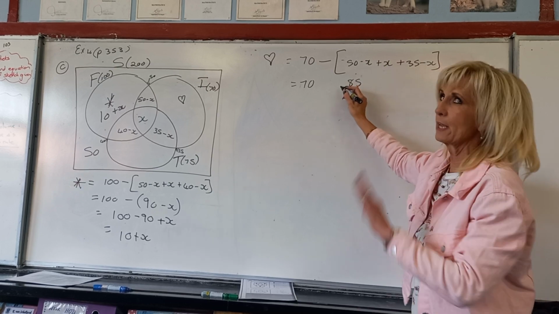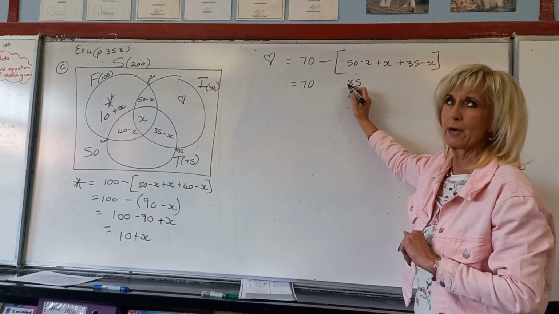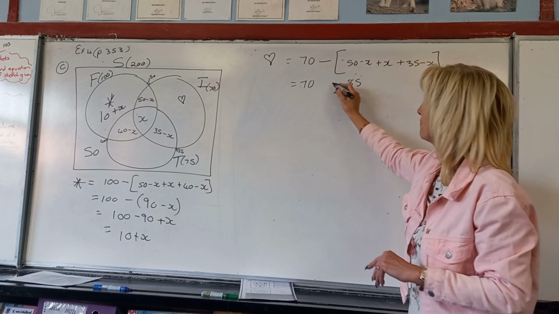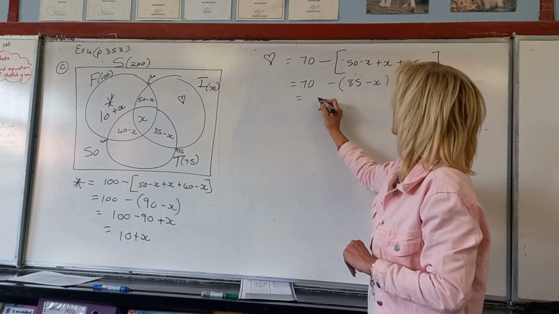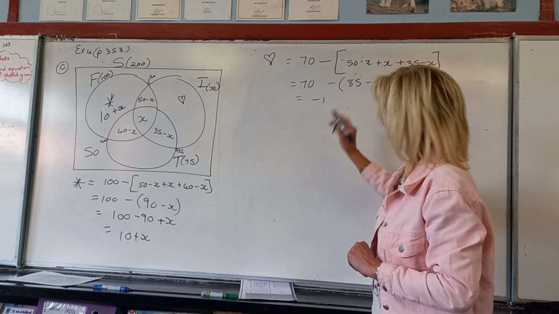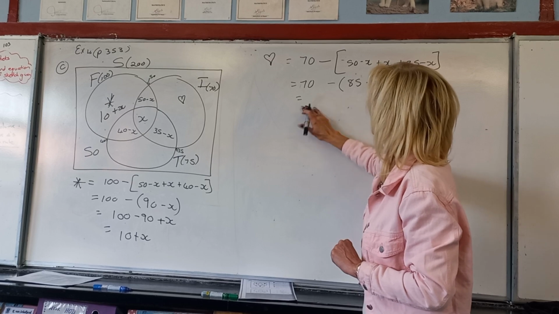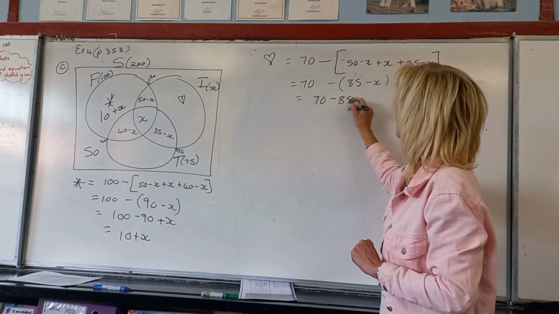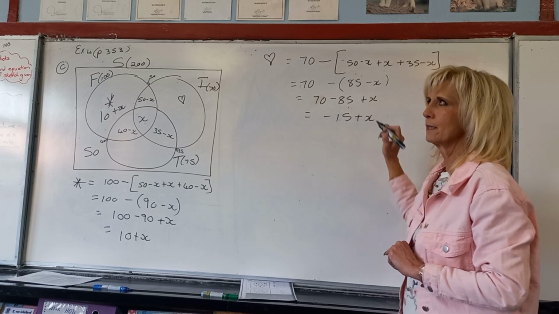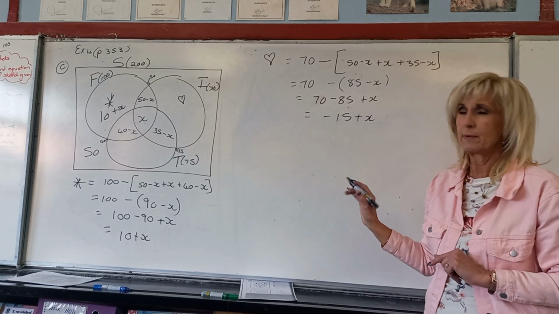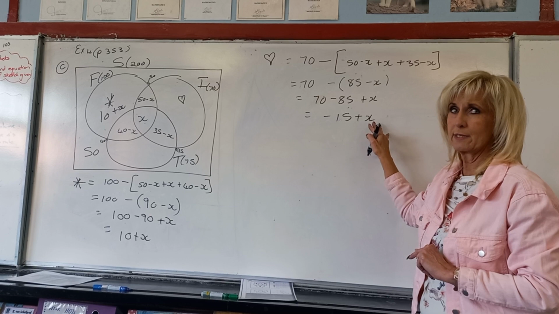I can even do that one step and throw away the minus then, but don't confuse yourself. So that would be minus x. So this would then be 70 minus 85. Okay, let's write it. 70 minus 85 plus x. Oh no, there's a negative. No, that's not a problem. x must not be negative.